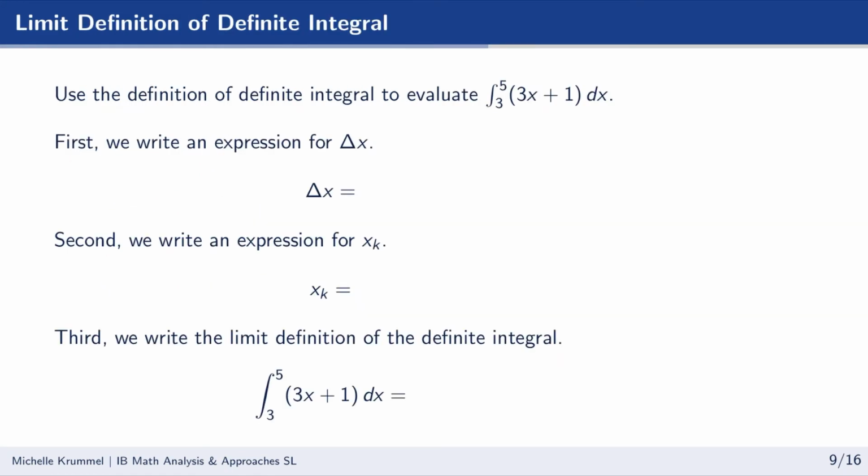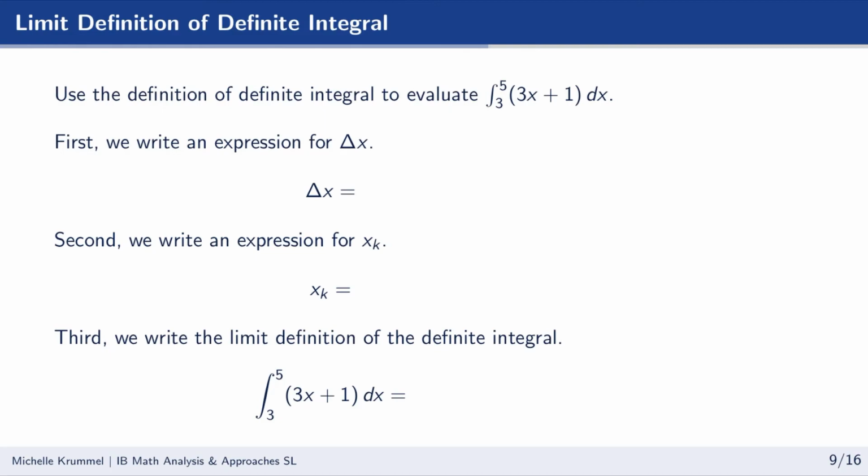We are going to use these summation properties to evaluate this definite integral. The function is 3x plus 1. We're working on the interval from 3 to 5, and we want to evaluate this, which is going to give us the exact area under the curve on this interval.